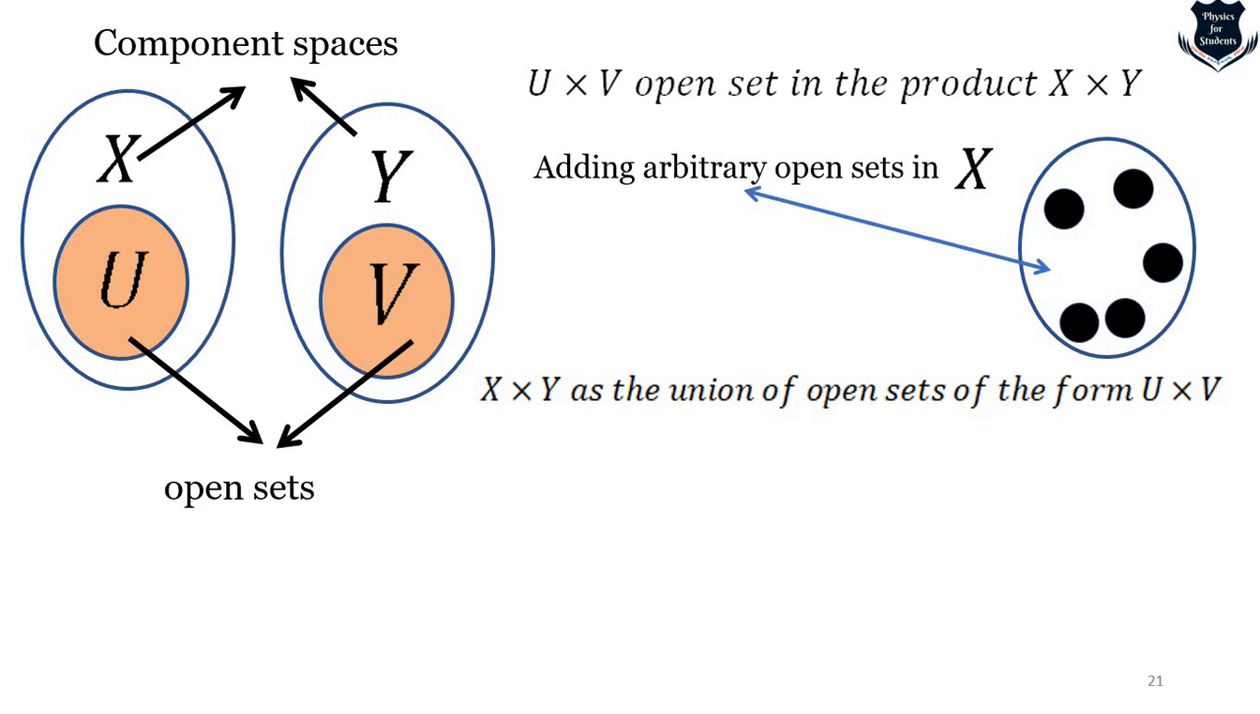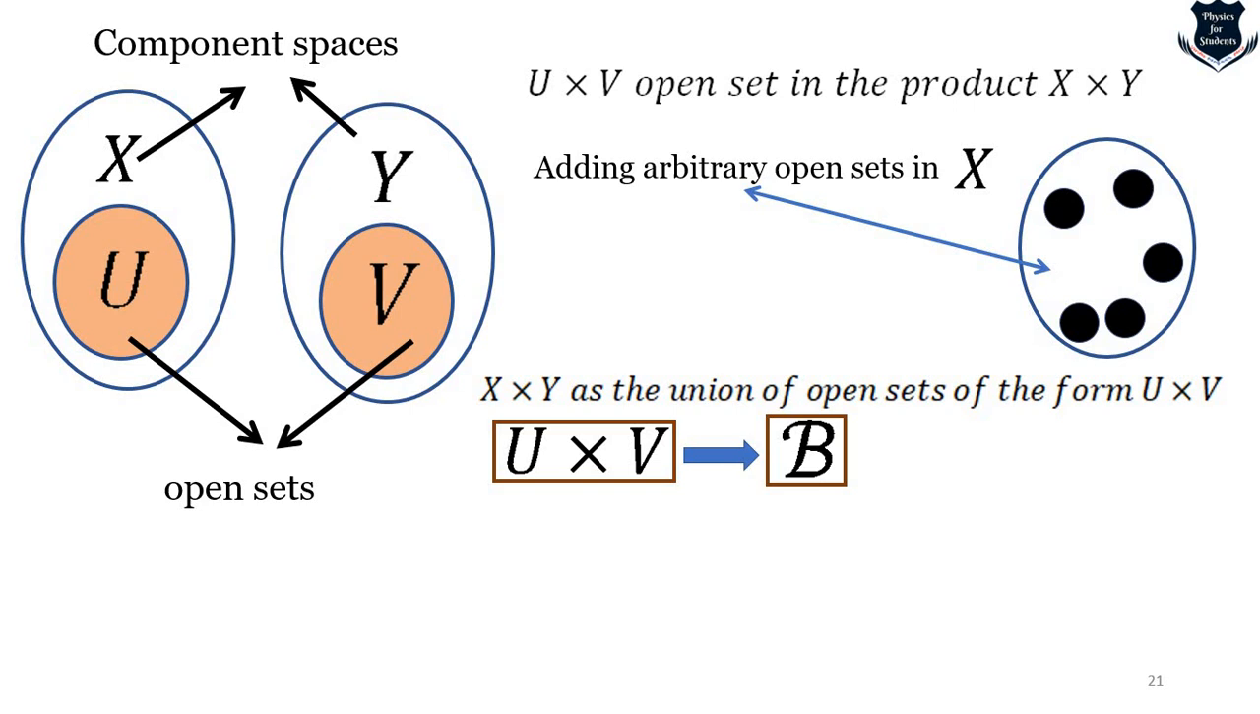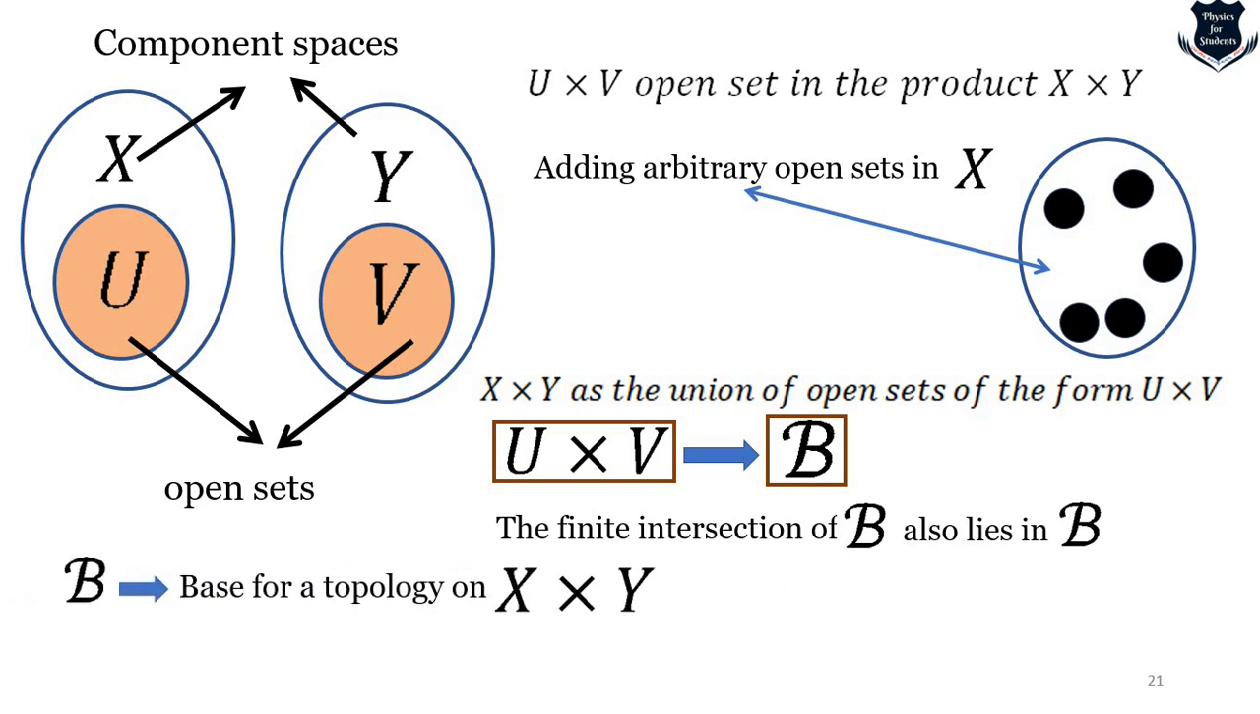So the collection of such sets U multiplied by V is called the family B. You remember that this curly B, earlier in the video, we mentioned to be the basis, right? And the finite intersection of members of B also lies in B. So the collection, this curly B, is therefore a base for a topology on X multiplied by Y, and that is appropriately named the product topology, right? We can also say that X multiplied by Y is paired with this topology. It is called the product space.